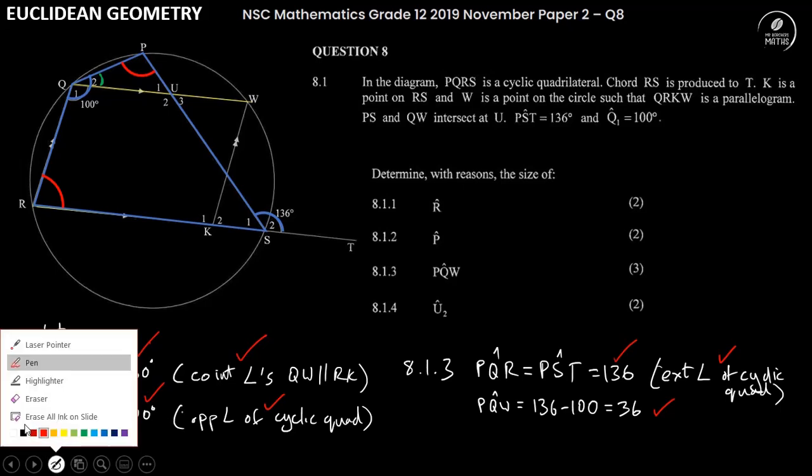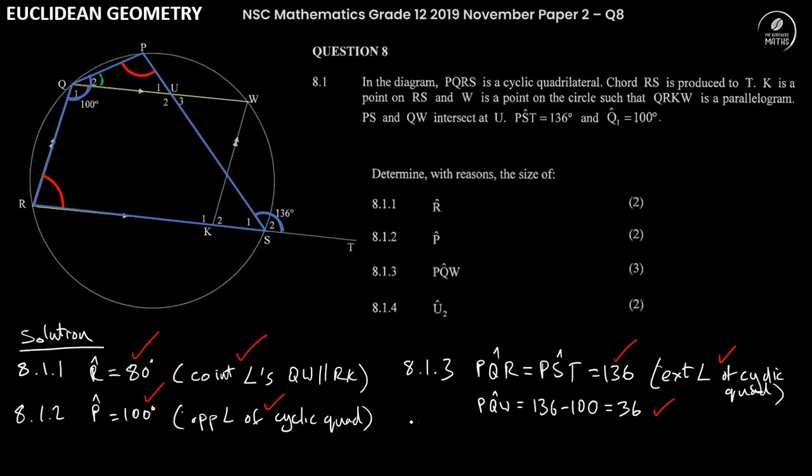Okay, the last question is to find out the value of U2. That's 8.1.4.